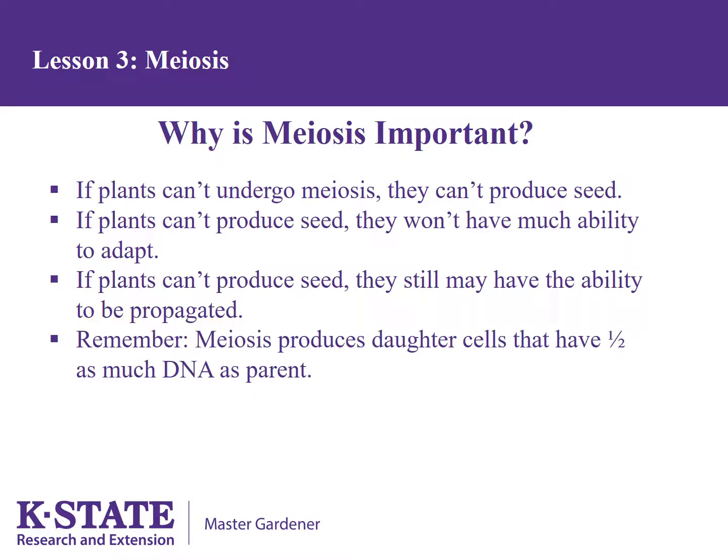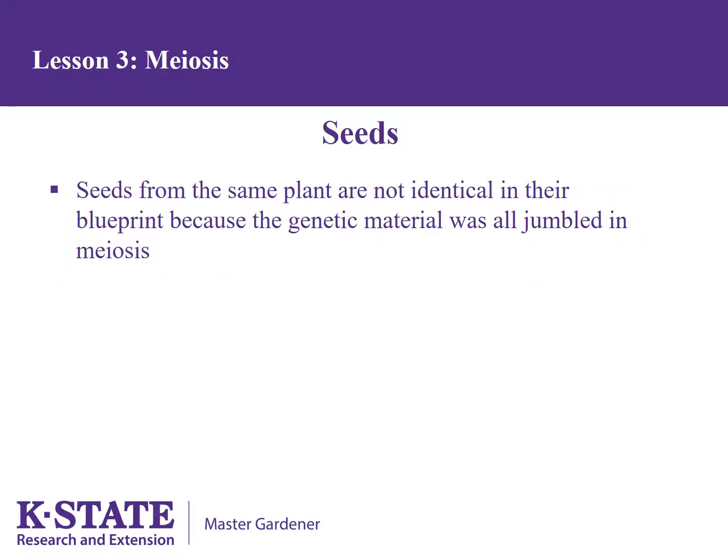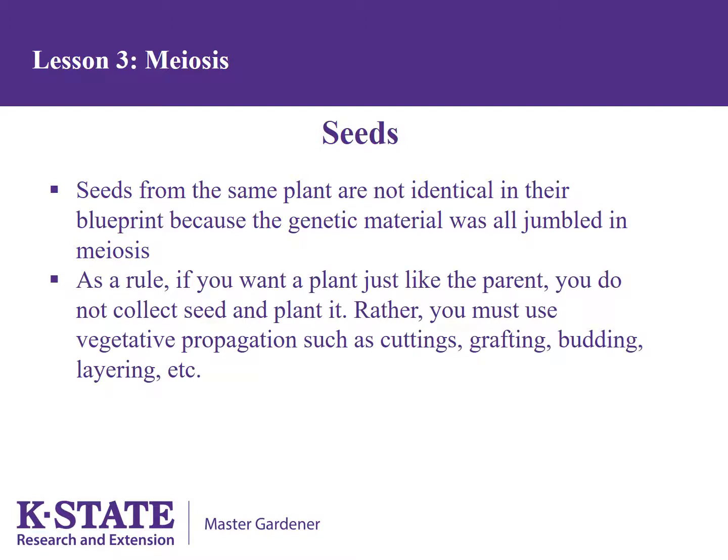Meiosis produces daughter cells that have 1/2 as much DNA as the parent. The egg or pollen grain only has one blueprint. When the egg and pollen join to form a new plant, we return to the normal 2 blueprints, one from the male and one from the female. Here's what is important regarding meiosis. Seeds from the same plant are not identical in their blueprint because the genetic material was all jumbled in meiosis. If you want a plant just like the parent, you do not collect seed and plant it, but must use vegetative propagation such as cuttings, grafting, budding, layering, or some other vegetative technique.